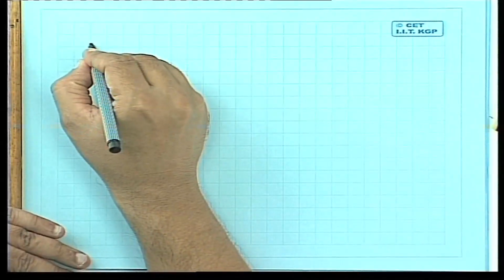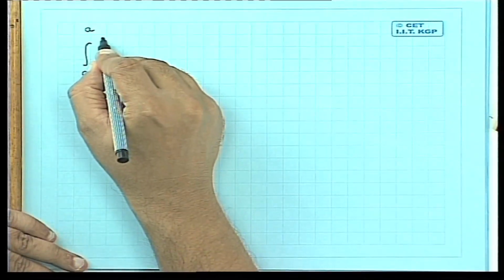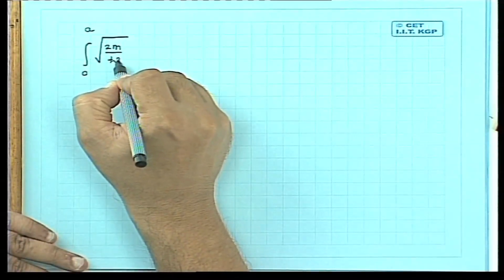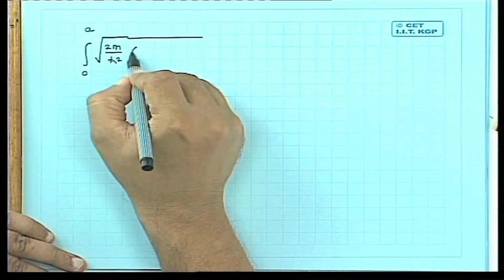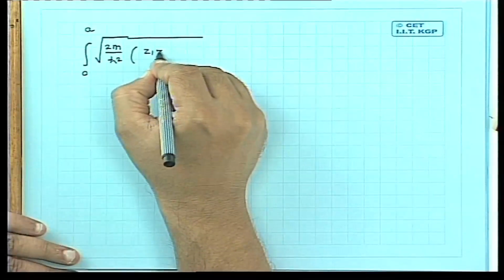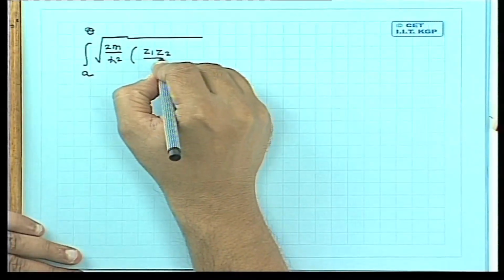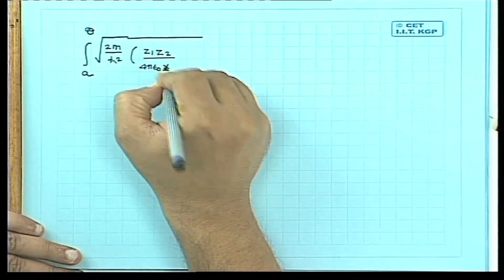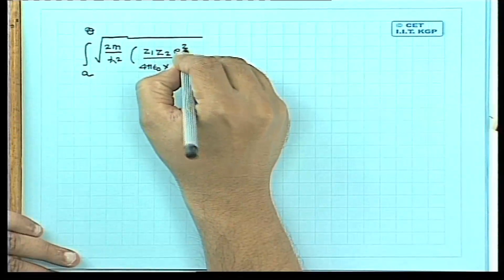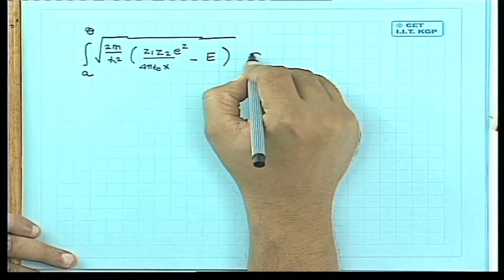So the integral we wish to do is, sorry, the integral should be from a to 0, of the square root of 2m by h cross square, times (z1 z2 e squared by 4 pi epsilon x minus E), into dx.